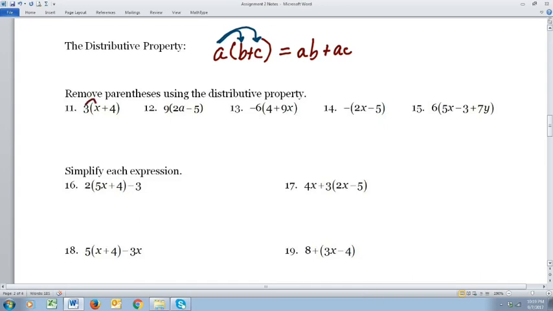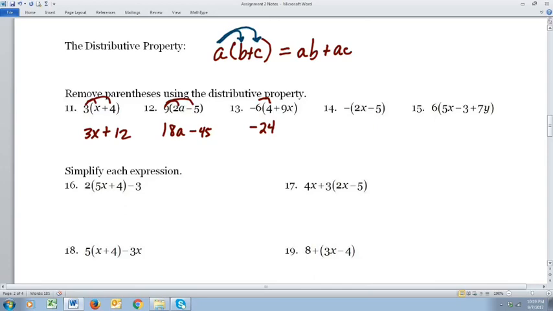So we're going to multiply the 3 times x to get 3x, and 3 times 4 to get 12. And that's all there is to that. Number 12, similarly, we're going to get 18a when we multiply the 9 times 2a. Then we're going to distribute the 9 times a minus 5. We get negative 45. And so we'll write minus 45. So go ahead and try 13 through 15, and then you can check your answers.